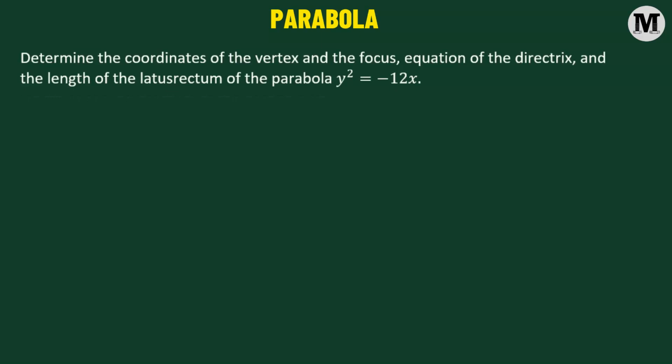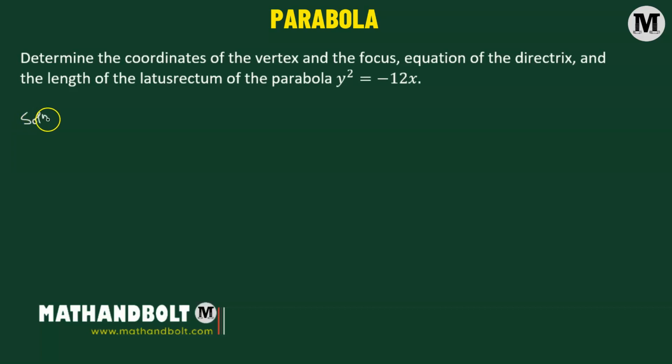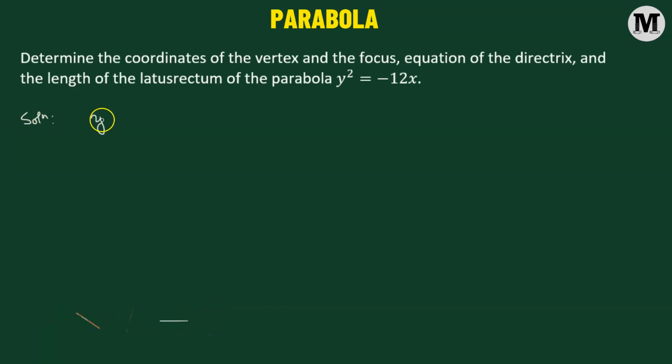Now we need to determine the coordinates of the vertex, the focus, equation of the directrix, and the length of the latus rectum of the parabola, whose equation is given by y squared equals negative 12x. Let us begin. Now clearly, here we have y squared equals negative 12x.